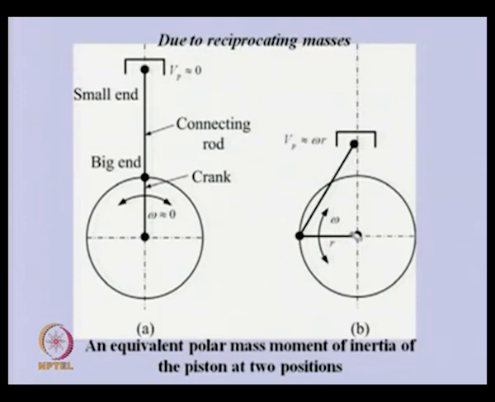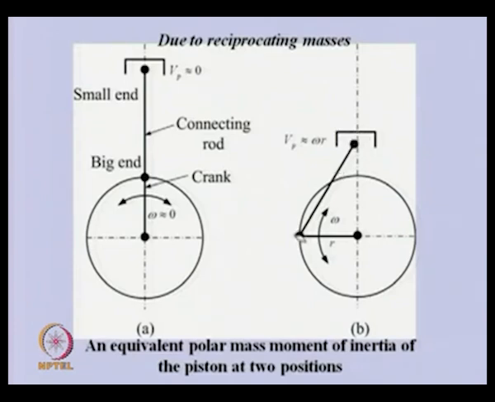For the configuration when it is 90°, you can see, because the connecting rod length is generally very large, if we give some small oscillation to the crank here, the piston will have exactly the same velocity. Whatever the motion of the crank, the piston will have the same amount of velocity. So, it is as if this piston mass is attached to the crank pin itself.